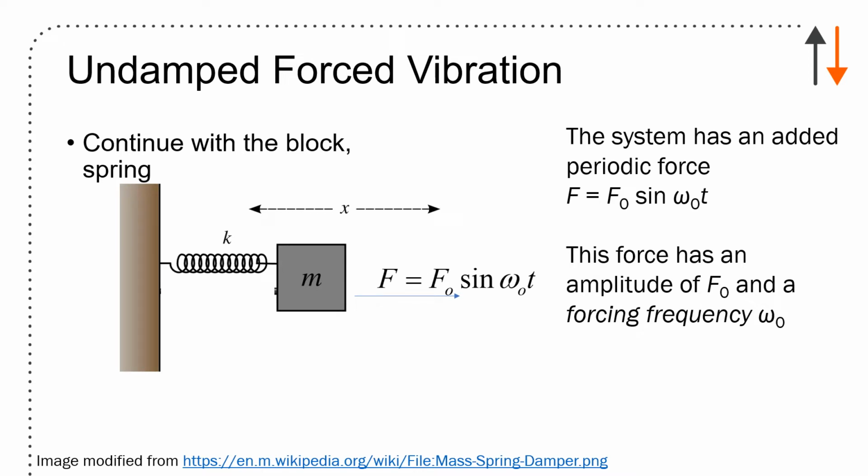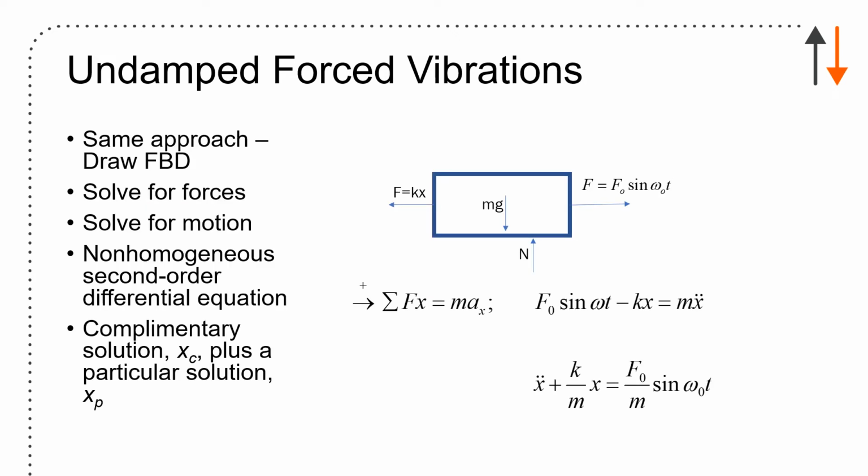Let's look at undamped forced vibration. Same system, same block, on a floor, but I've added a forcing term of F naught sine omega naught t. The force has an amplitude of F naught and a forcing frequency of omega naught.